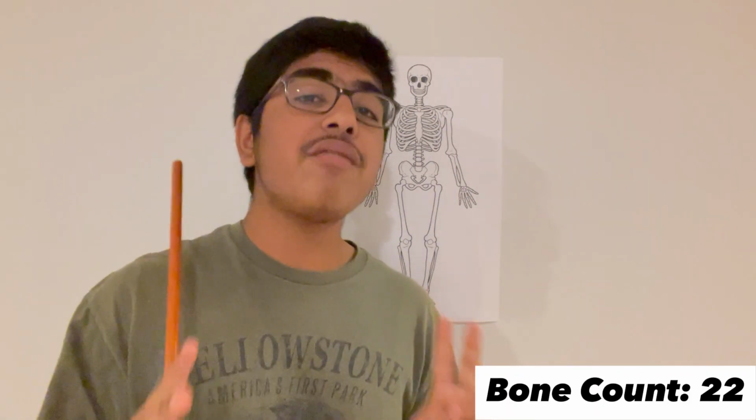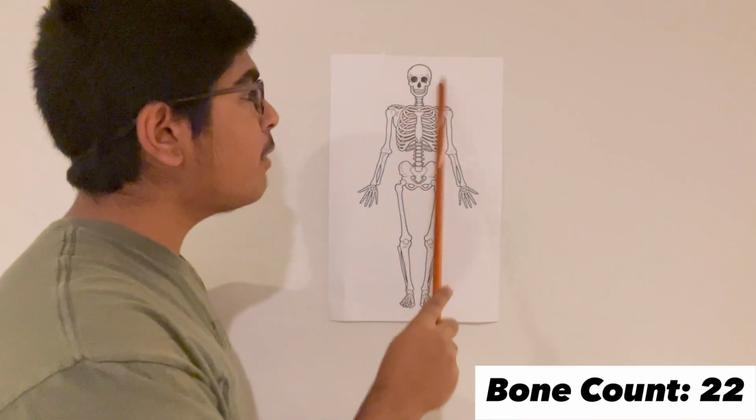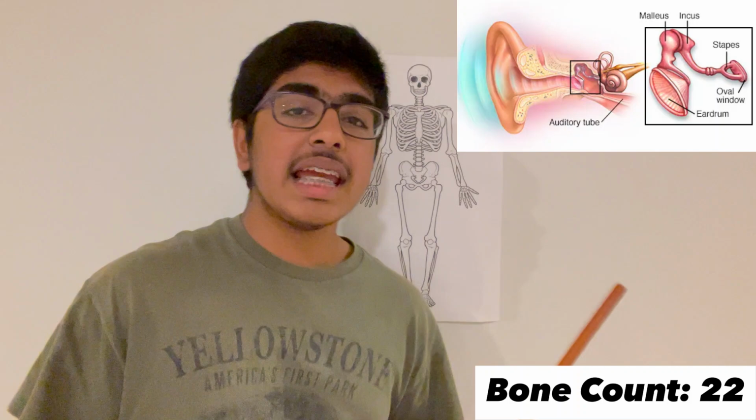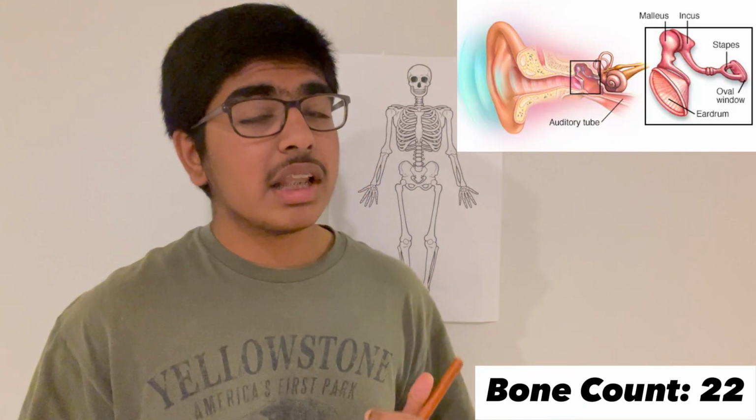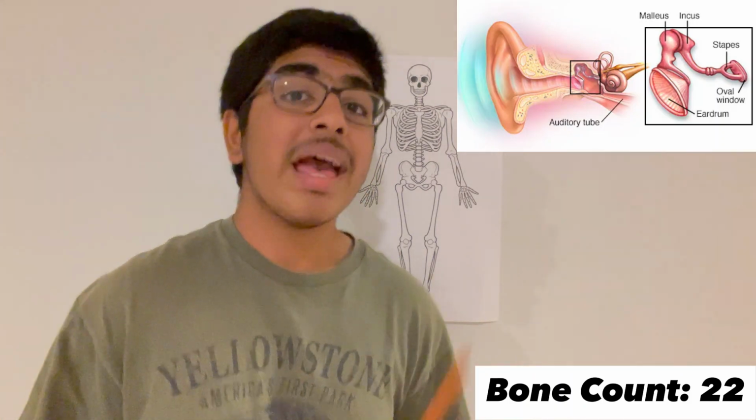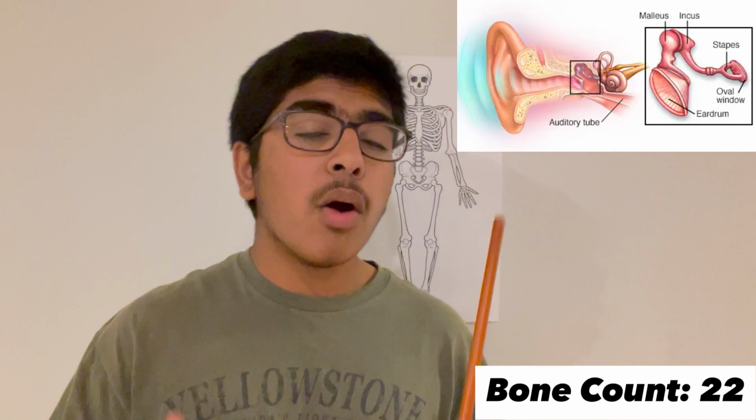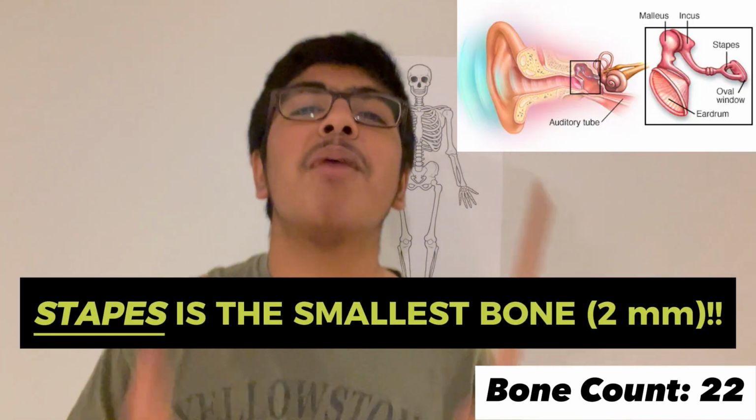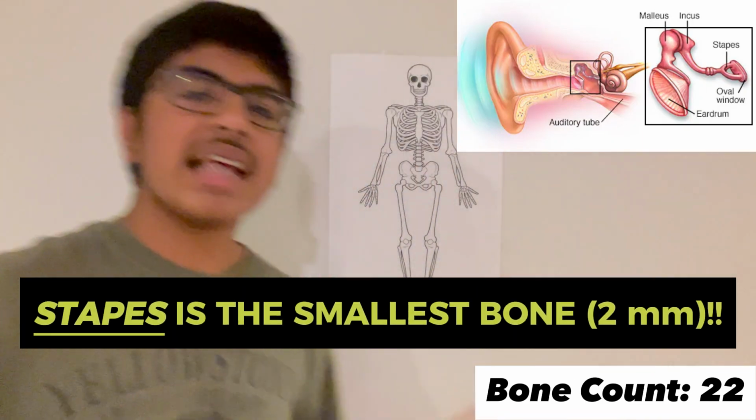We still have 7 bones to go. We've got 3 bones in each ear, the malleus, incus, and stapes, or in their English names, the hammer, anvil, and stirrup. And actually, the stapes bone, or the stirrup, is the smallest bone in your body. Isn't that cool? Yes, it is.